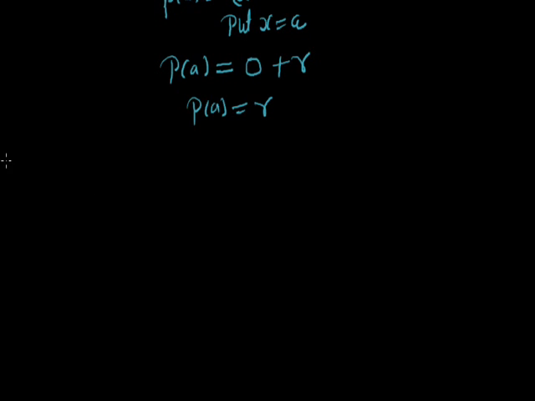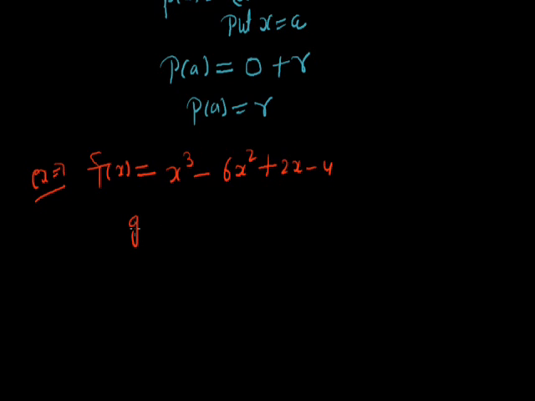Look at the first example. This is our very simple example. We are given a polynomial f of x is equal to x cube minus 6x square plus 2x minus 4. This is our polynomial f of x, and we have to divide this polynomial by another polynomial g of x is equal to 1 minus 2x. Then we have to find the remainder. This is our question.